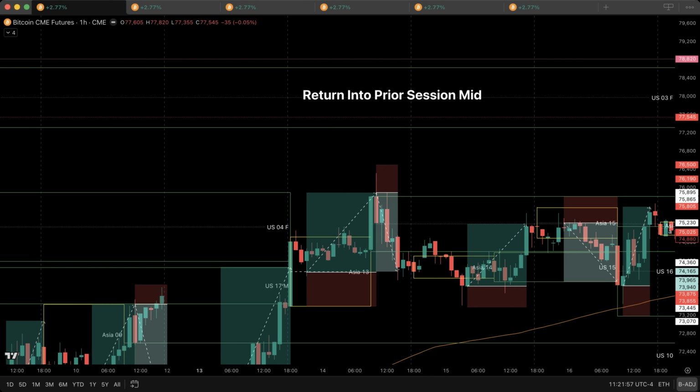Now define the structure. The April 15th U.S. session forms inside the April 14th Asia session. It pushes into April 14th U.S. levels, but it cannot move beyond. Now the pattern appears. Price reaches the lower boundary of April 14th U.S. It reacts. Price reaches the midpoint. It stalls. Everything happens inside the same space.